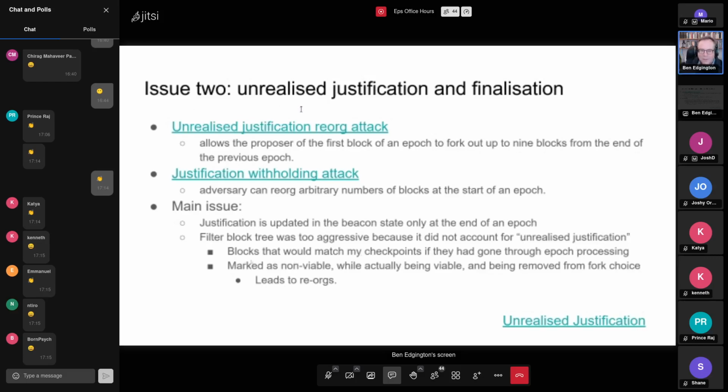So blocks that would match my checkpoints if they had gone through epoch processing but hadn't, so it was unrealized, were marked as non-viable, whilst actually near an epoch boundary they were viable, and so on, and they were removed from fork choice. And this leads to reorgs and so on. So this is really by way of saying you need to follow the links to really dive into this, and it's very hard to reason about. But really by way of saying that this nice, neat combination of Casper FFG and LMD Ghost is actually a mess.